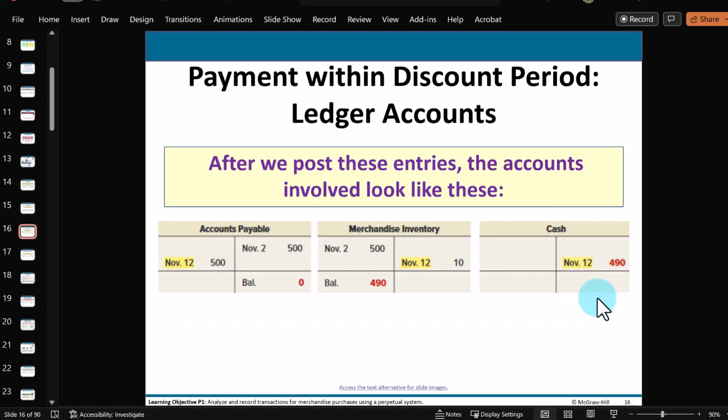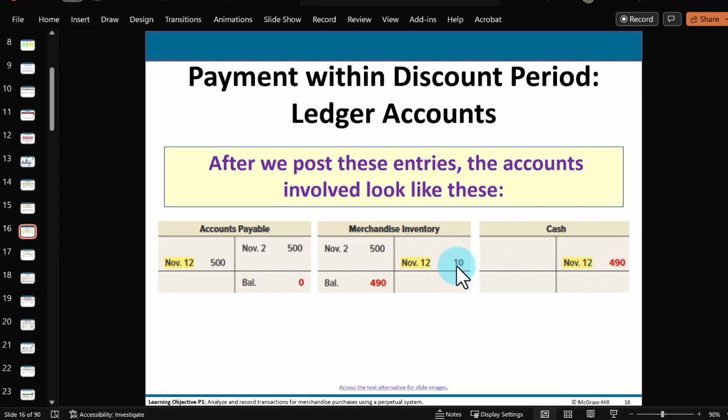So if you were to post now from that journal into the general ledger accounts, just for those two entries, you can see the original entry posted here: debit the merchandise inventory, increasing that asset, and crediting the liability for the full amount. And then within 10 days, here on November 12th, we're going to pay off our bill. So reduce the whole liability here, right? It zeroes out that amount. And then the amount of cash we're paying is not $500, but only $490 due to the $10 discount here.